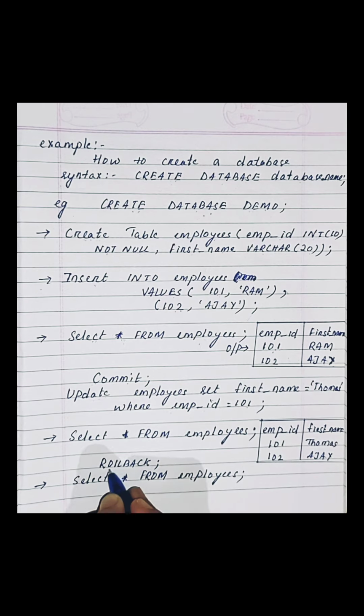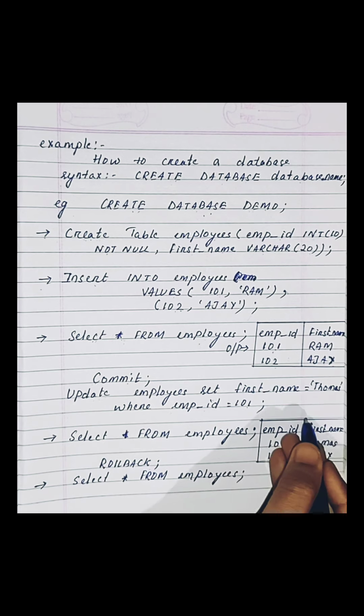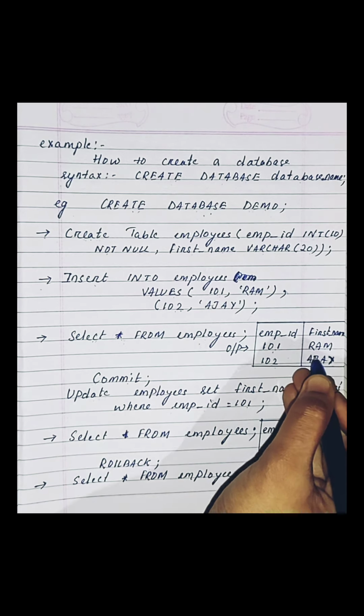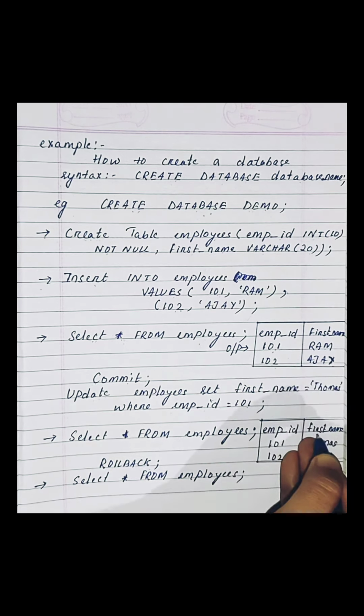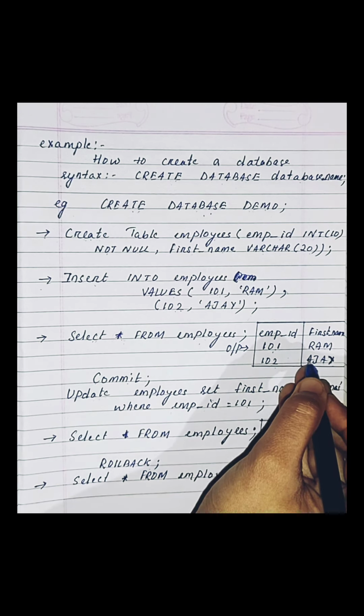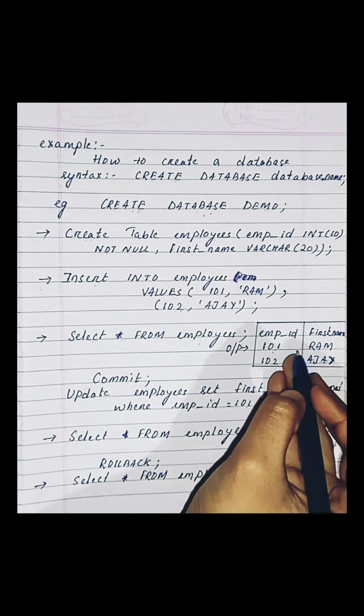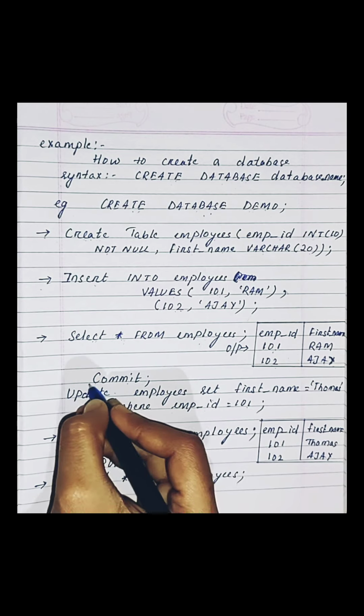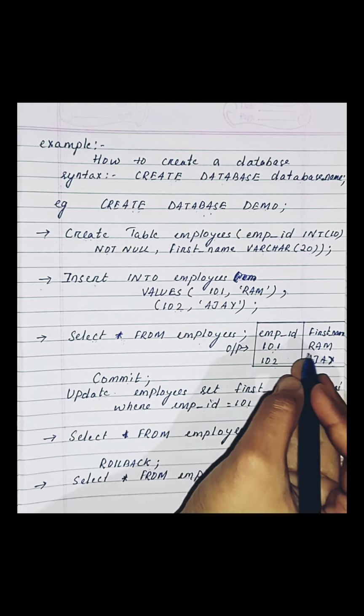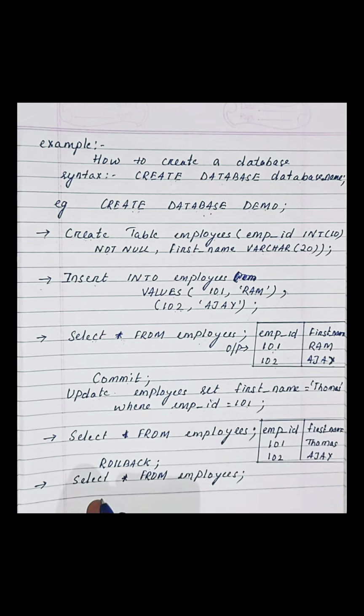Now after that, when we are doing rollback then semicolon, this will restore the database to its original state since the last commit, like this table will restore back to this table. Because after creating this table we have written commit, so this work will get saved. I hope you are clear about the commit and rollback.